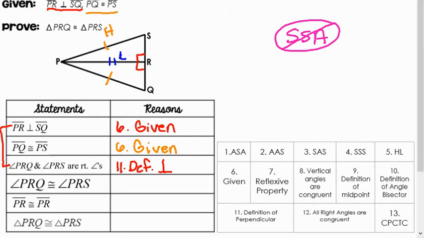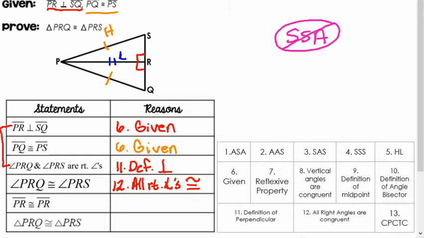Now it says angle PRQ is congruent to angle PRS. Well, how do we know that they're congruent? Well, that's because they're both right angles, and so reason 12 tells us that all right angles are congruent. They're all 90 degrees, which of course then means that they're congruent. So all right angles are congruent.